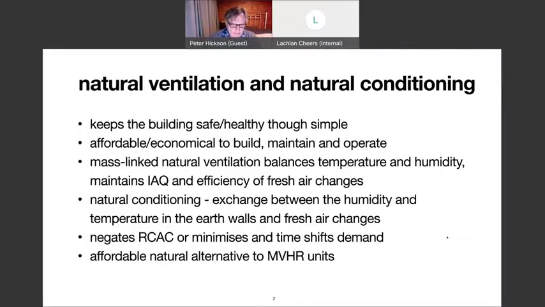Through mass-linked ventilation, there is a constant balancing of temperature and humidity. There is a constant 2-way energy and humidity exchange between the earth elements and fresh air changes. This is best described as natural conditioning. This natural conditioning often negates the need for air conditioning, or at least minimises its use or time shifts demand to when the sun shines.